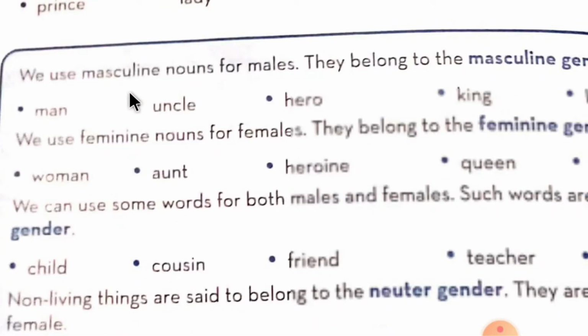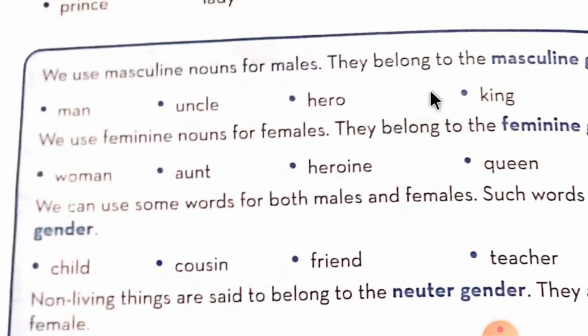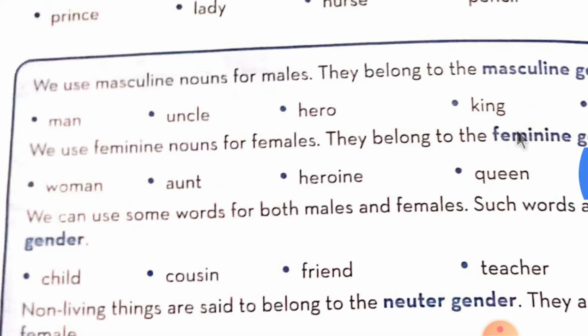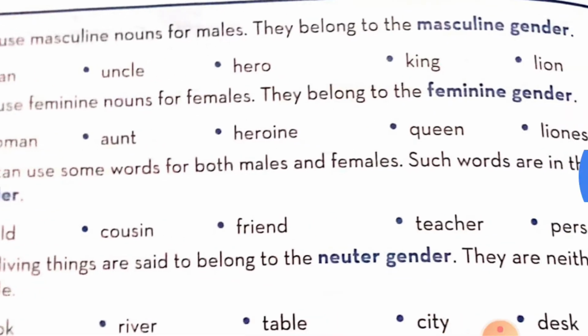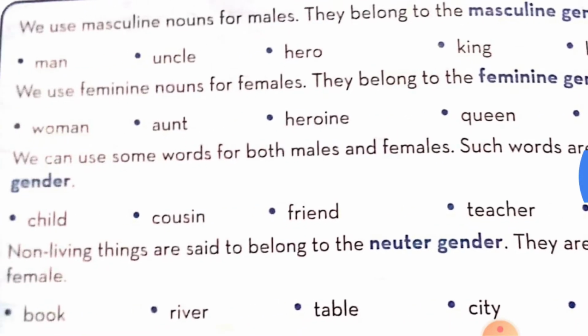We use masculine nouns for males. They belong to the masculine gender: man, uncle, hero, king, lion. These all belong to male species, that's why they are called masculine gender. Now we use feminine nouns for females. They belong to the feminine gender. Look at some examples given here: woman, aunt, heroine, queen, lioness, etc.